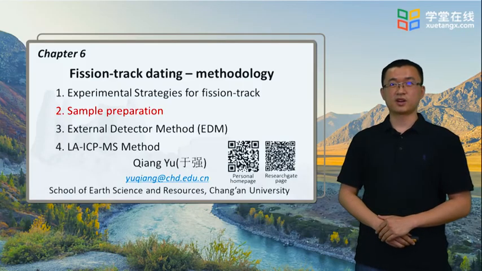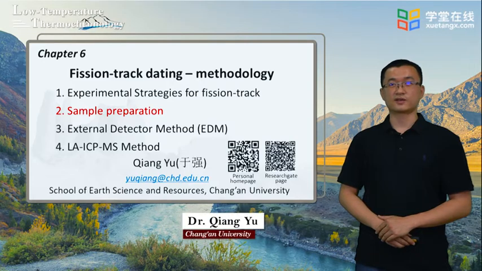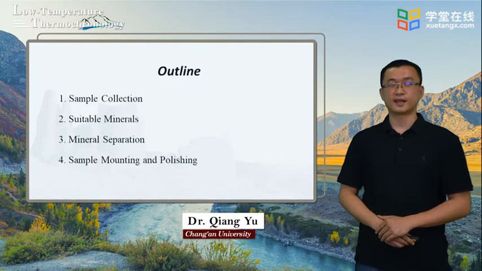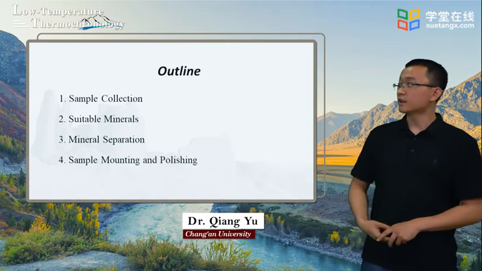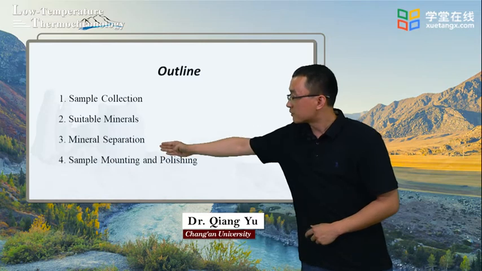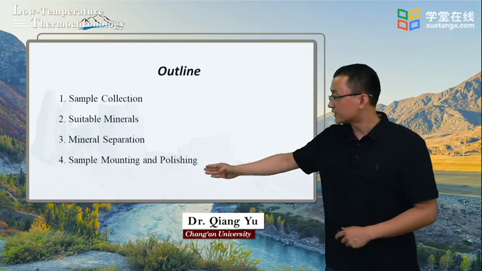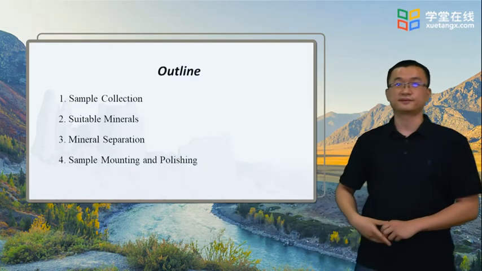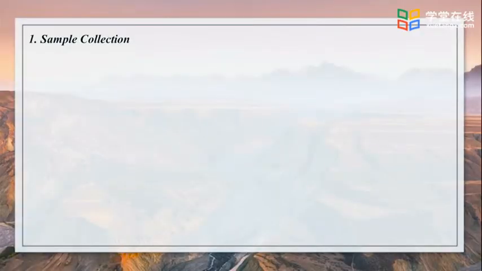Today, let's talk about the second section of chapter 6, sample preparation for fission track analysis. This lesson covers 4 topics, including sample collection, suitable minerals, mineral separation, and sample mounting and polishing. Let's start with sample collection.